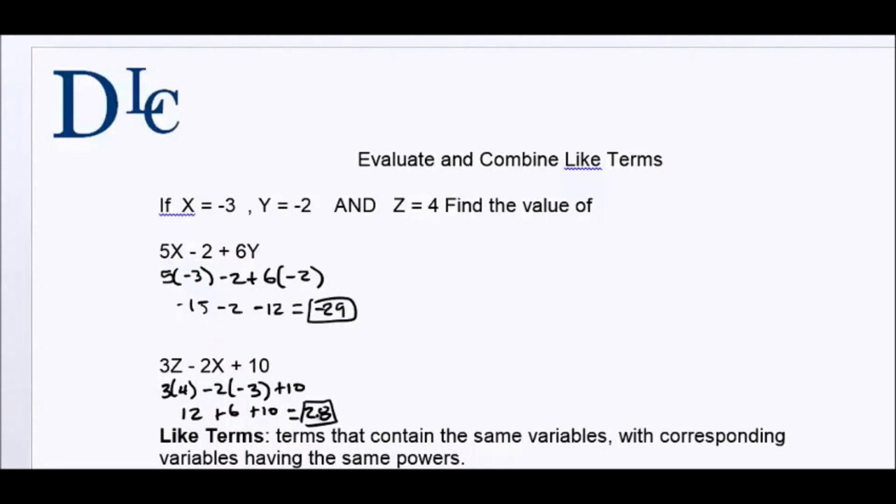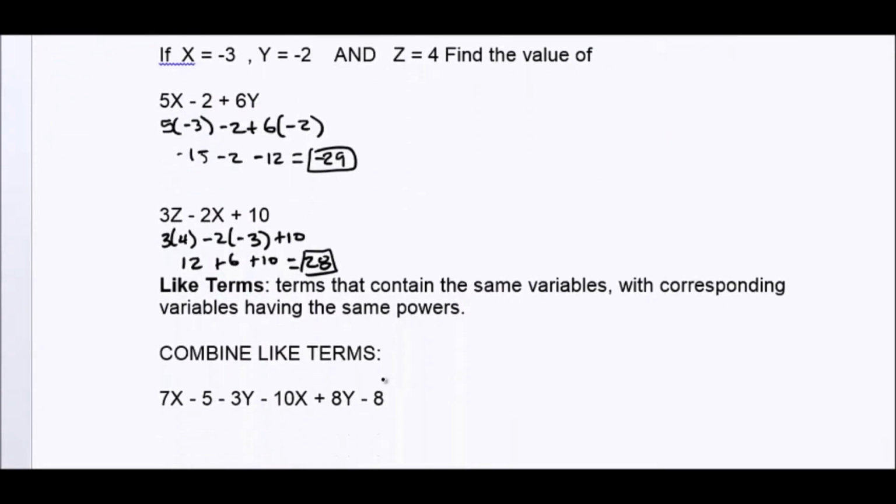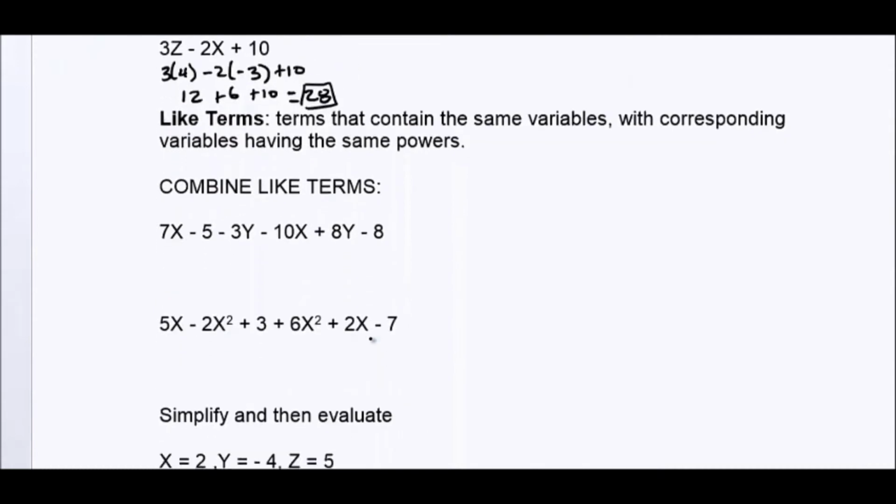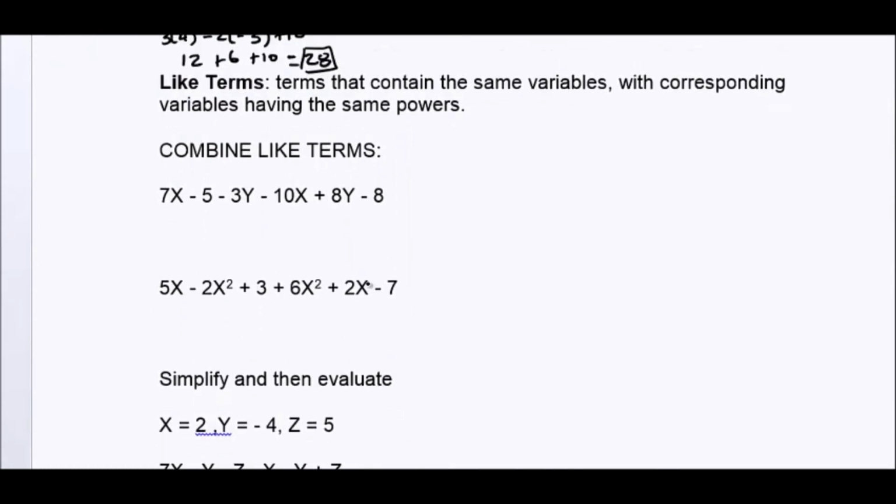So that's evaluating expressions. Now what we're going to do is go on to combining like terms. Like terms are terms, could be a number, a variable, or expressions that look the same. They contain the same variables with corresponding variables having the same powers. And here are two examples.